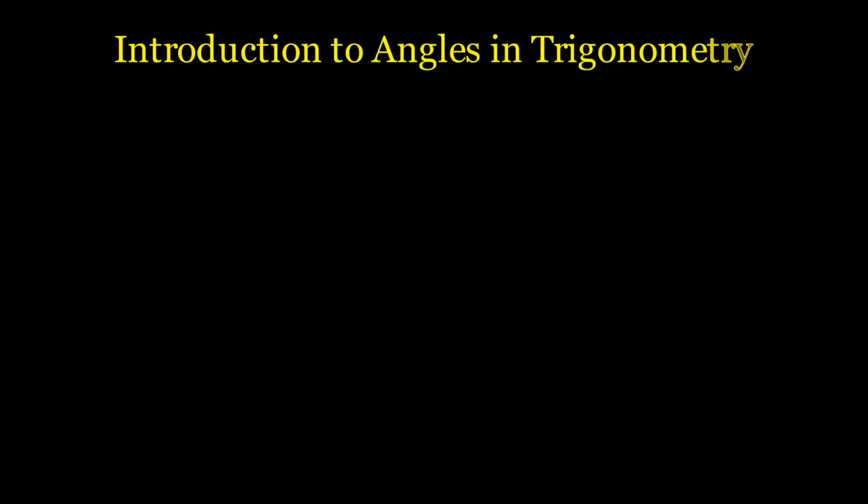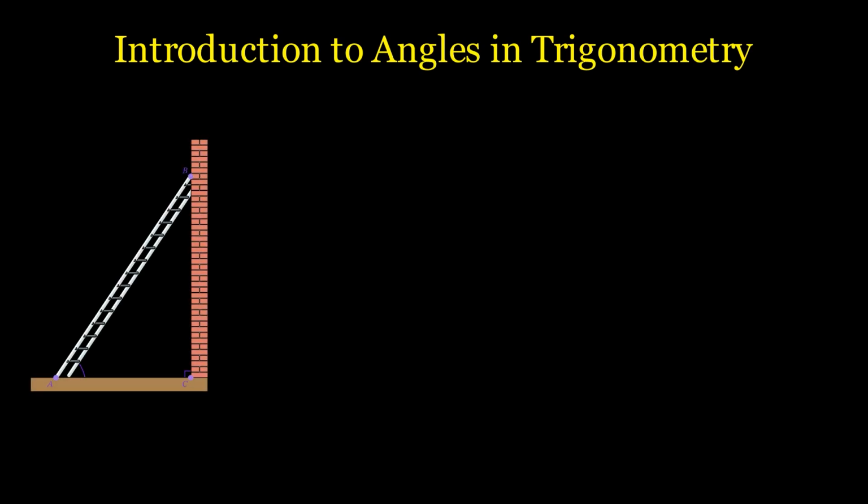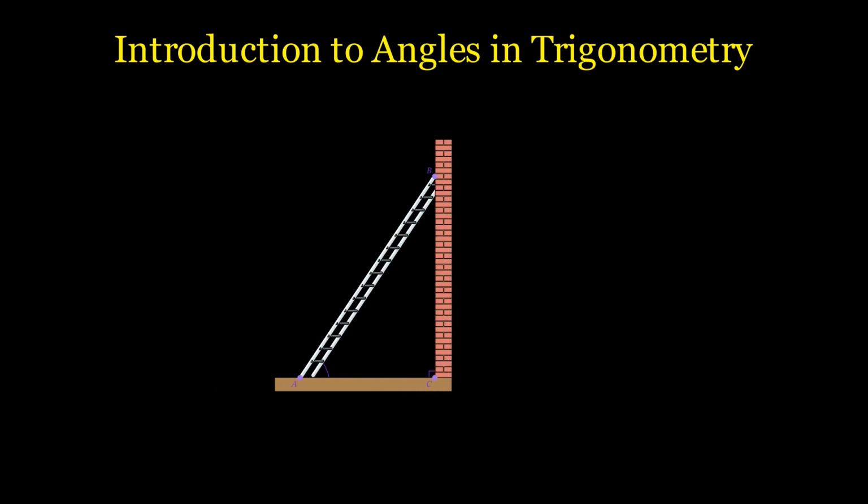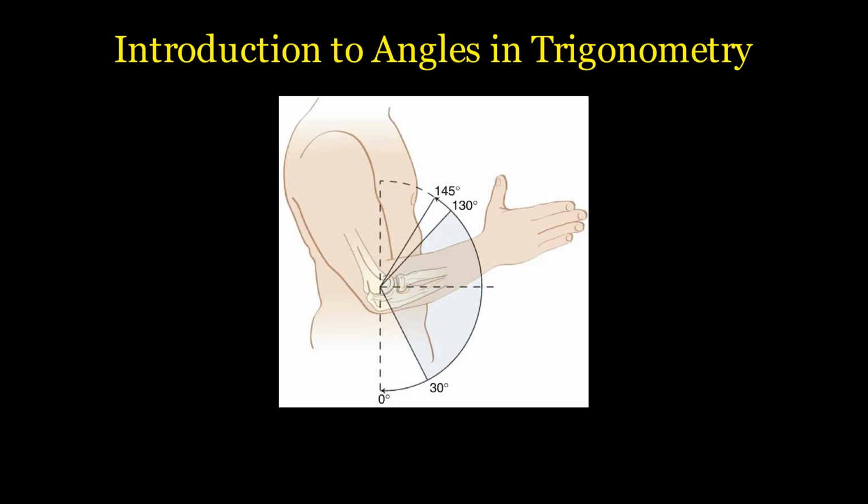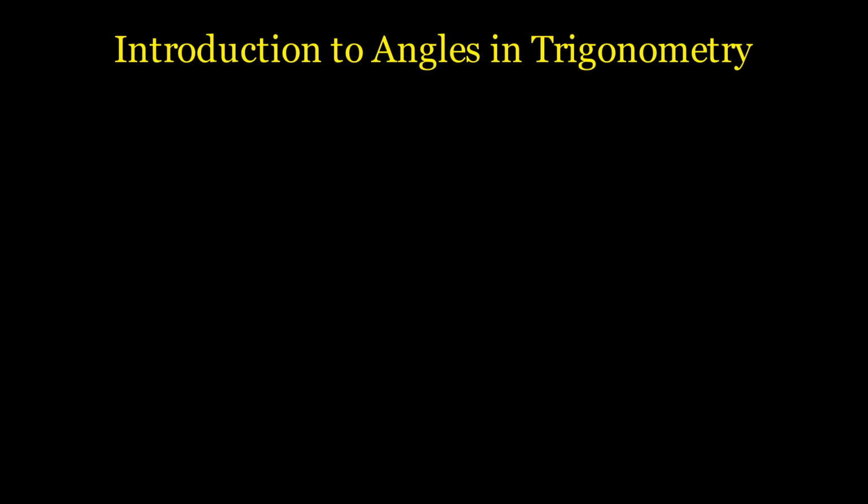Let's start with understanding angles first. Angles are everywhere. For example, corners of a room where two walls meet create an angle. A ladder leaning against a wall creates an angle with the floor and also with the wall. Your bent elbow creates an angle. Angles are that simple. Let me introduce a more formal and boring definition.